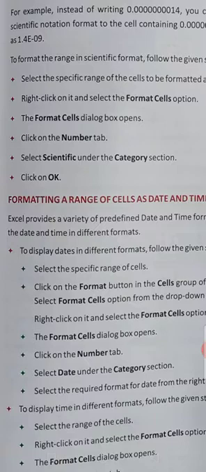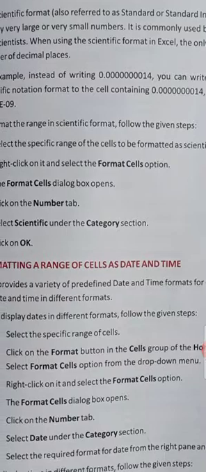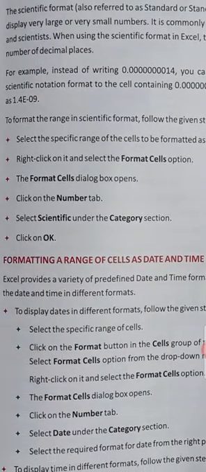To format the range in scientific format, follow the given steps. Select the specific range. After that, click on Format Cells. After that, we need to choose scientific number and then OK.